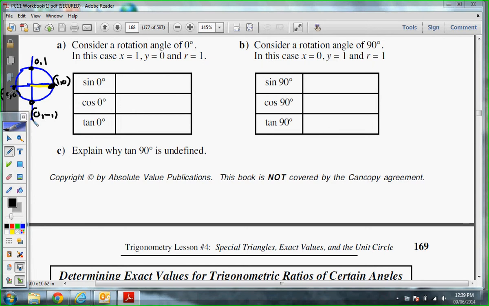Just like that. Okay, so what is sine of 0 degrees? What is sine? Go back to our lessons from a couple lessons ago. What is it? y over r. So y over r equals, in this case, 0 over 1, which is 0. Cosine is x over r. x over r is 1 over 1, which equals 1. Tangent is y over x, which is 0 over 1, which equals 0.